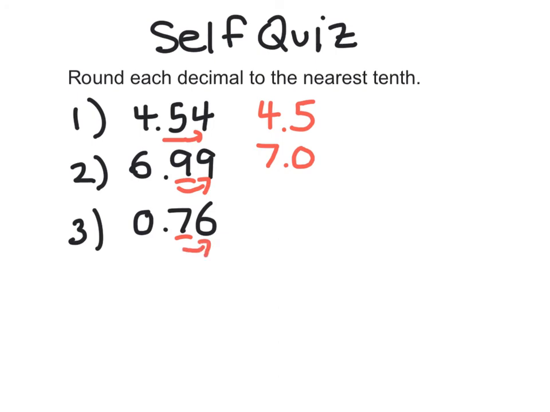And then the third answer, the number to the right of the rounding place is greater than 4, so we round the 7 up to 8, and we drop the 6. So the answer was 8/10. So how'd you do?